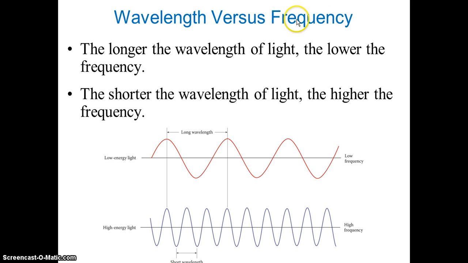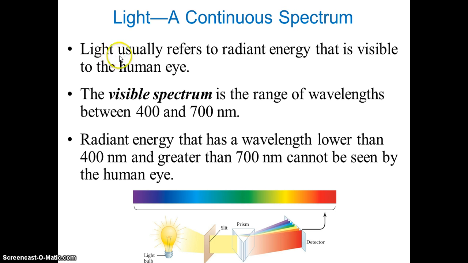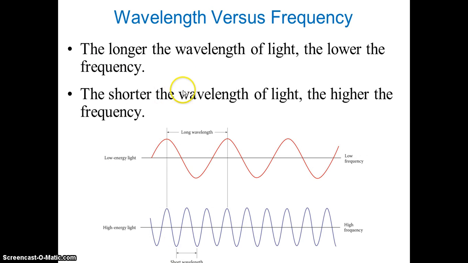Wavelength versus frequency. The longer the wavelength, the lower the frequency, and the shorter the wavelength of the light, the higher the frequency. So there is an inverse relationship between wavelength and frequency. If wavelength increases, frequency decreases. If wavelength decreases, frequency increases. You can see here high energy blue light has high frequency and shorter wavelength, while low energy red light has long wavelength and low frequency.